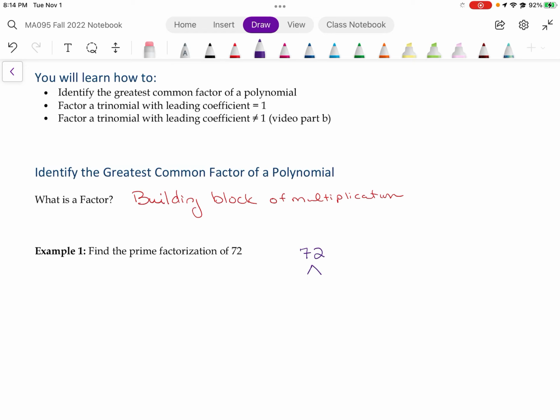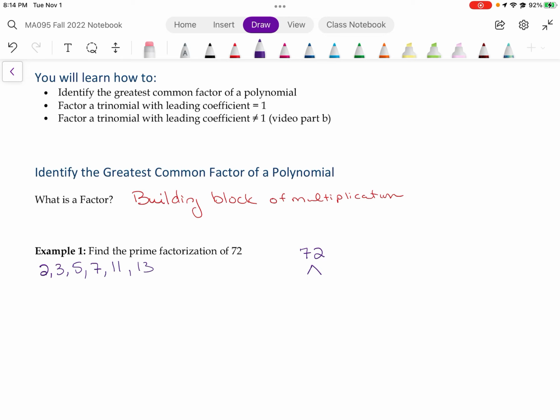So think of two numbers that multiply to make 72. Any two numbers will do because you're going to keep factoring them until they go down to primes. So you need to know your primes. The first few primes are 2, 3, 5, 7, 11, 13. You won't see any more than that probably in this class.